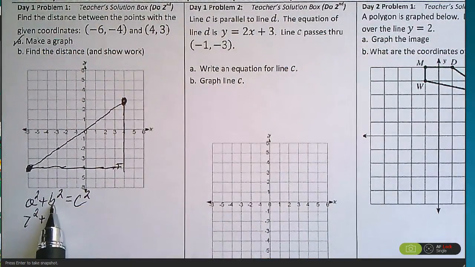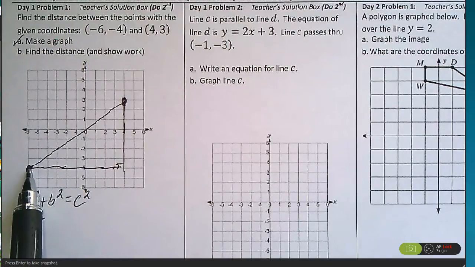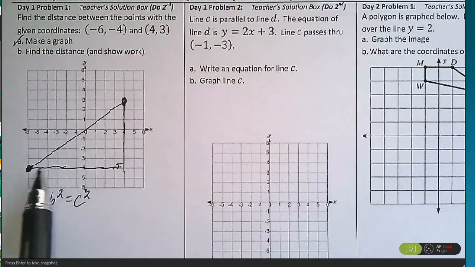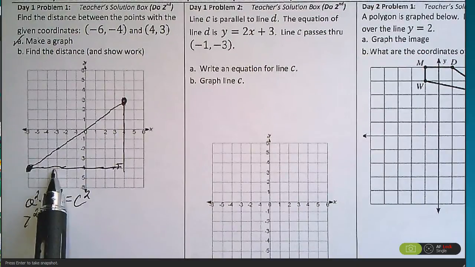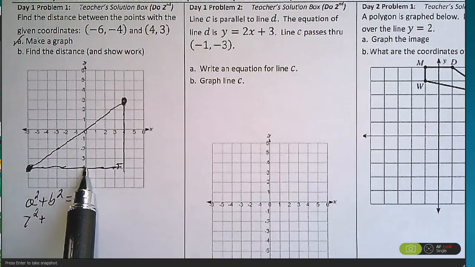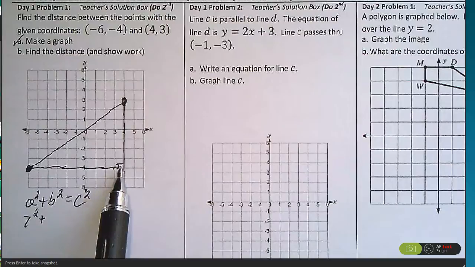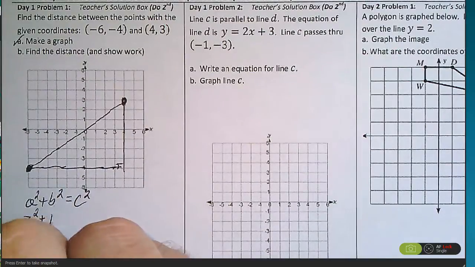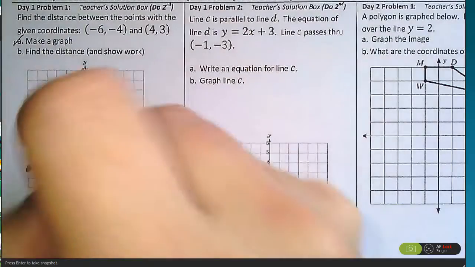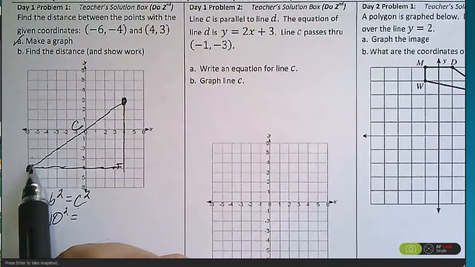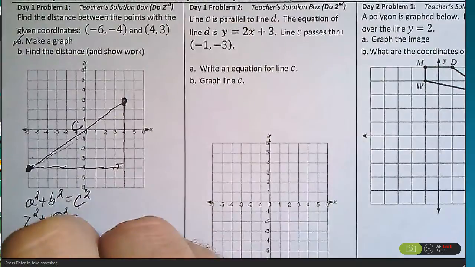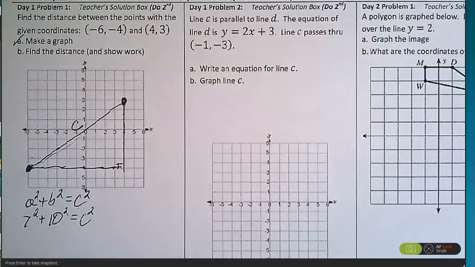The variable b is the base of the triangle, and we can find that by counting the units going across. 1, 2, 3, 4, 5, 6, 7, 8, 9, 10. So put 10 in for b. The variable c is the hypotenuse of the triangle. That's the one that we're trying to figure out, so let's leave that as a variable. So we have 7 squared plus 10 squared is equal to c squared.